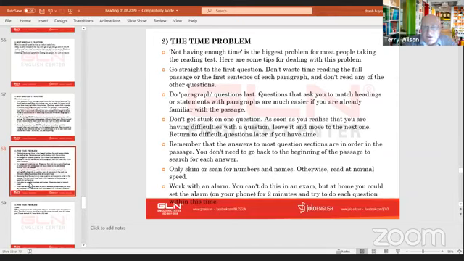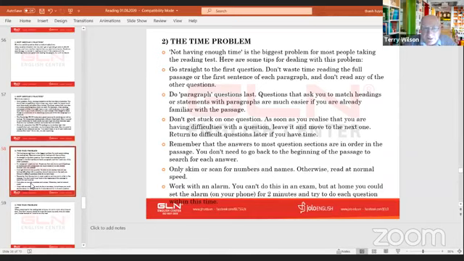Do paragraph questions last. Questions that ask you to match headings or statements with paragraphs are much easier if you are already familiar with the passage. Don't get stuck on one question. As soon as you realize you are having difficulties with a question, leave it and move to the next one, and return to difficult questions later.